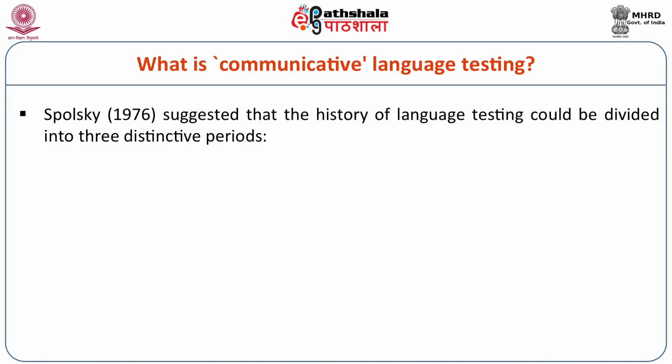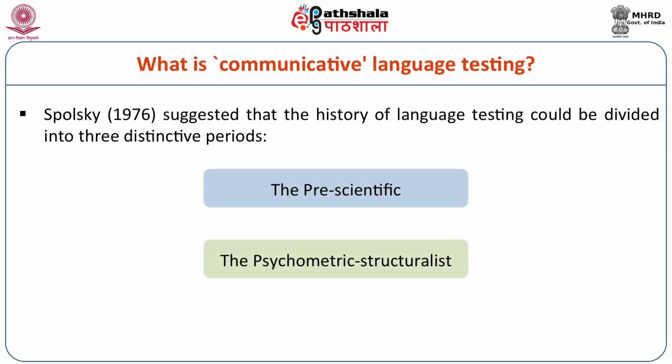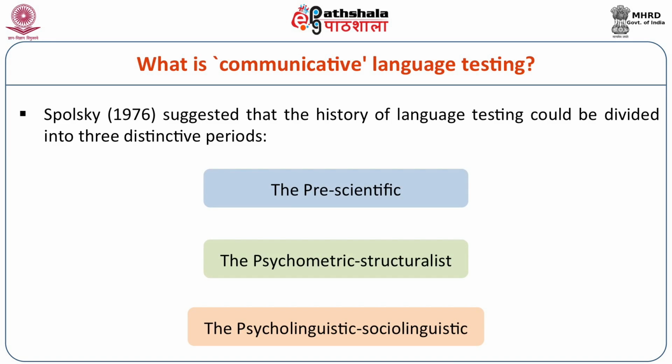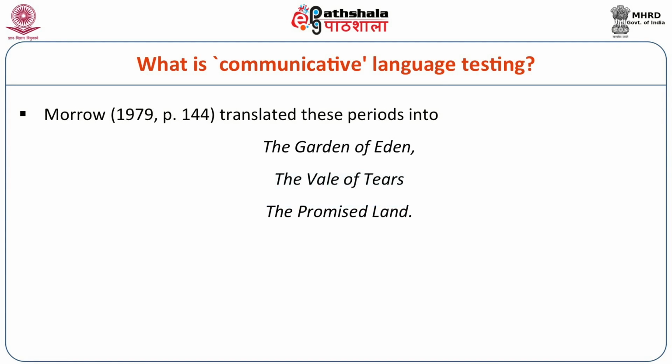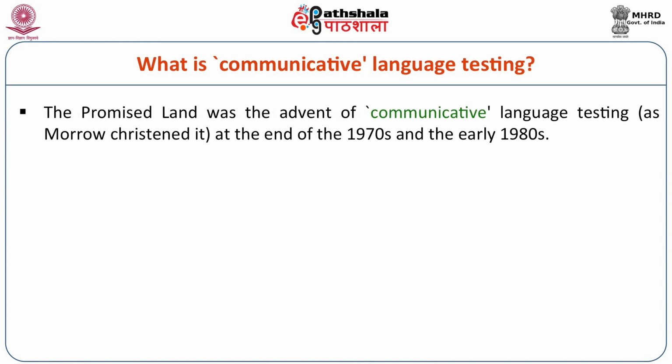As described by Spolsky, the history of language testing could be divided into three distinctive periods: the pre-scientific period, the psychometric structuralist period, and the psycholinguistic sociolinguistic period. Now, Morrow is a great researcher in the field who translated these periods into the Garden of Eden, the Vale of Tears, and the Promised Land.